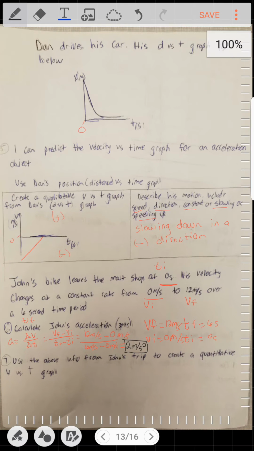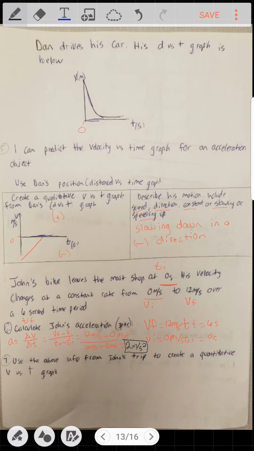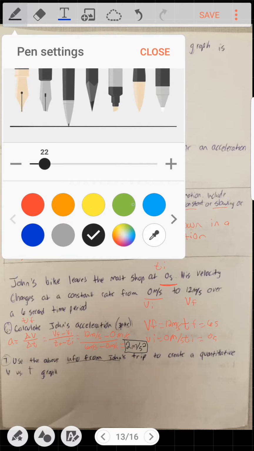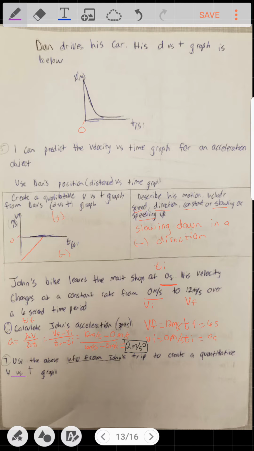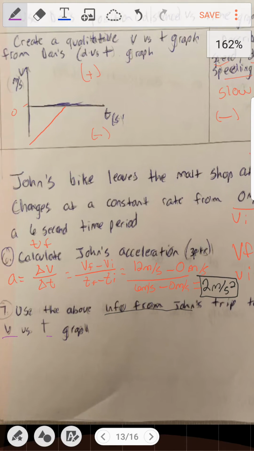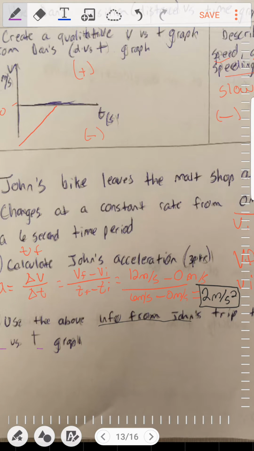So now it comes over here and it wants me then to make a quantitative graph. So use the above info from John's trip to create a quantitative velocity versus time graph. What kind of graph is that? It's a very specific velocity versus time graph. Well, what's the first step in always making a graph? Create a data table. So let me create it.